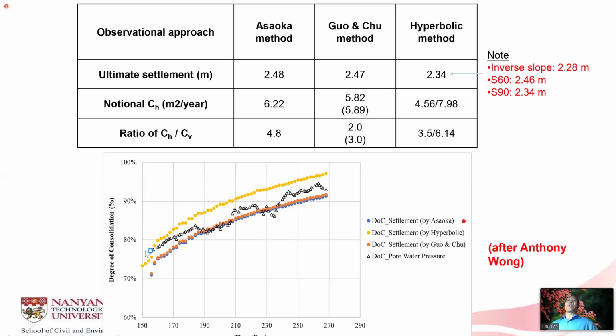But if we use pore water pressure, we will be able to estimate the degree of consolidation, and by pore water pressure by the open triangle. So the open triangle is by pore pressure data. From here, you can see the pore pressure data actually agrees well with the Asaoka's degree of consolidation prediction as well as Gore's method. The hyperbolic tends to overestimate the degree of consolidation for this particular case.